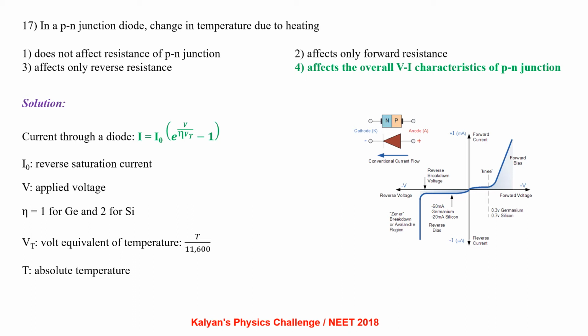Let us try to understand the terms in the formula. I naught is reverse saturation current which is flowing due to minority charge carriers. V is applied voltage. Eta equal to 1 for germanium and 2 for silicon. Vt is volt equivalent of temperature given by the formula capital T by 11,600, where capital T is absolute temperature. From the diagram and the formula we can see as the temperature changes, the overall VI characteristics of the PN junction change.